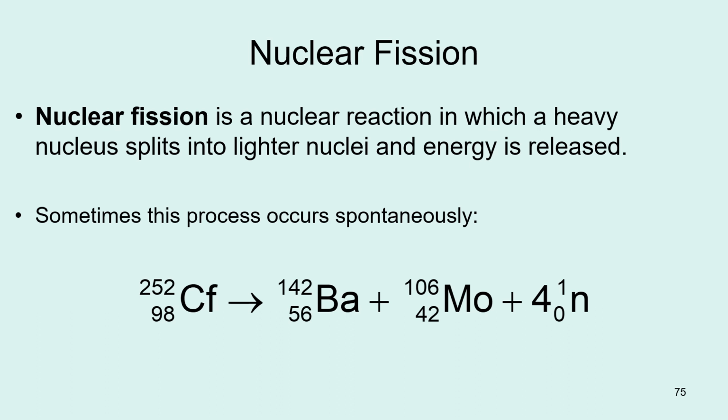So here's an example of californium fissioning, going through fission to create barium and molybdenum, and 4 neutrons are released. Notice that the numbers still have to equal. So, californium is a big nucleus that breaks into smaller ones, but notice that the total number of protons is equal. 56 plus 42 is 98, and then 142 plus 106 plus, notice that there are 4 neutrons, so plus 4 is 252.